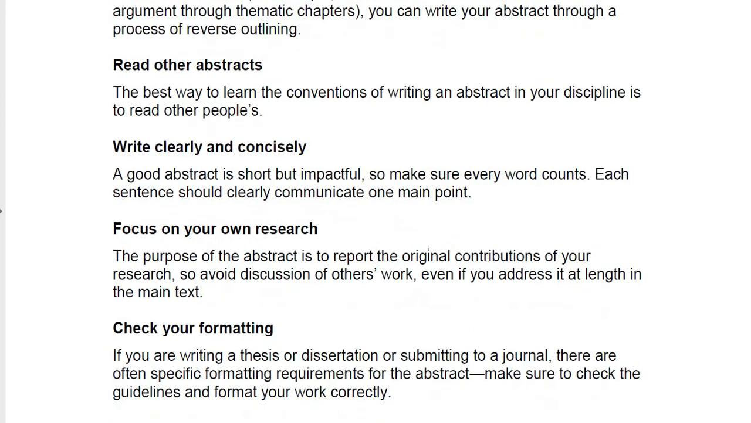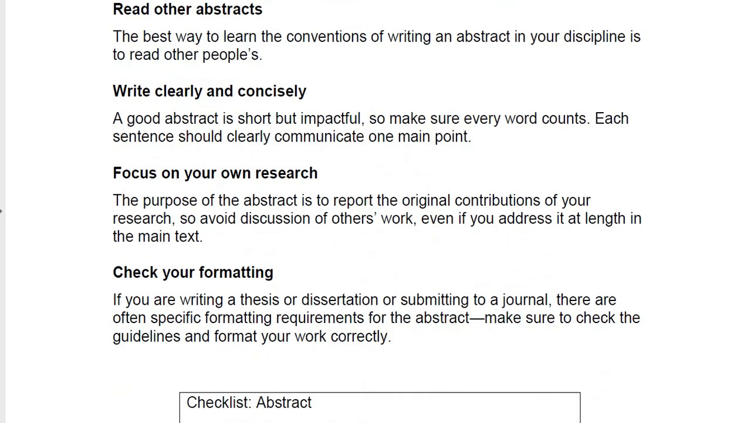And of course, we have this: focus on your own research. The purpose of the abstract is to report the original contributions of your research. So avoid discussion of others' work. Yes, even if you address it at length in the main text.